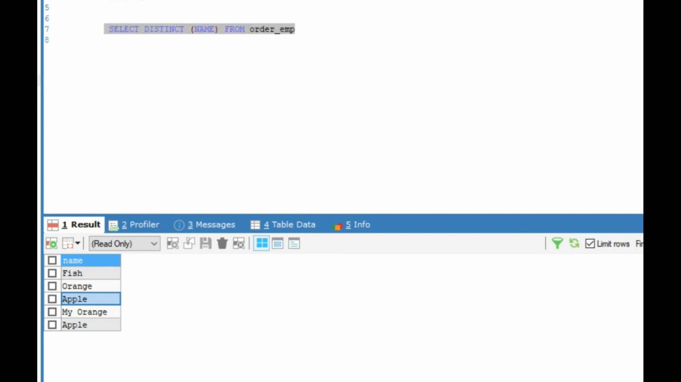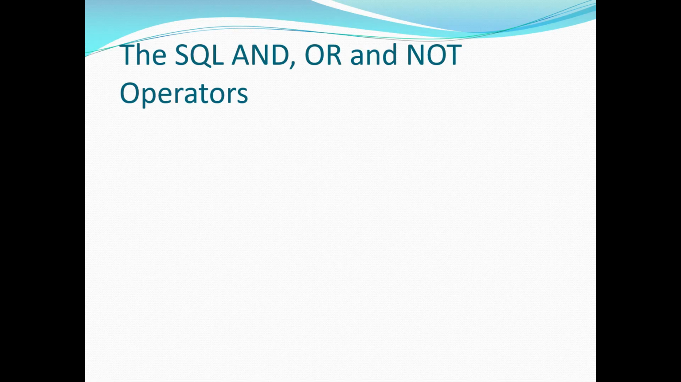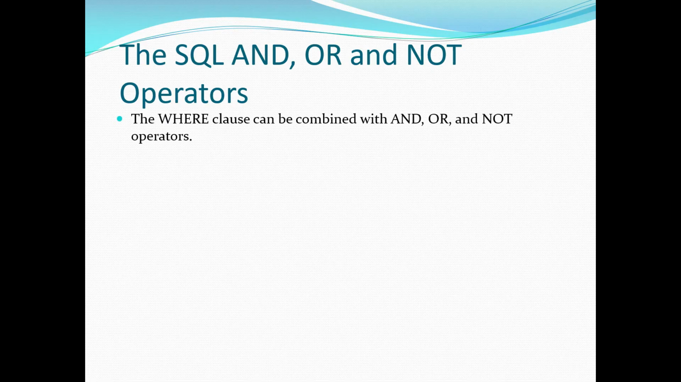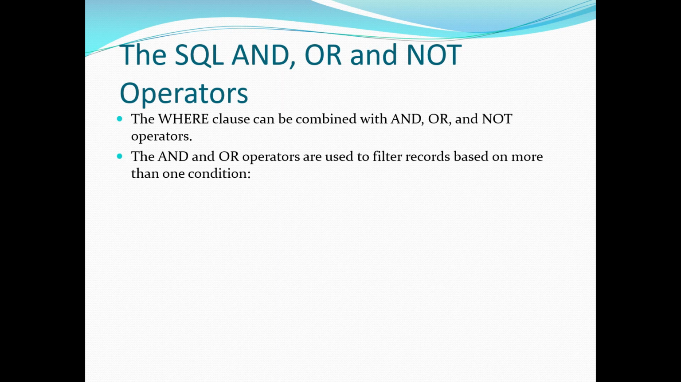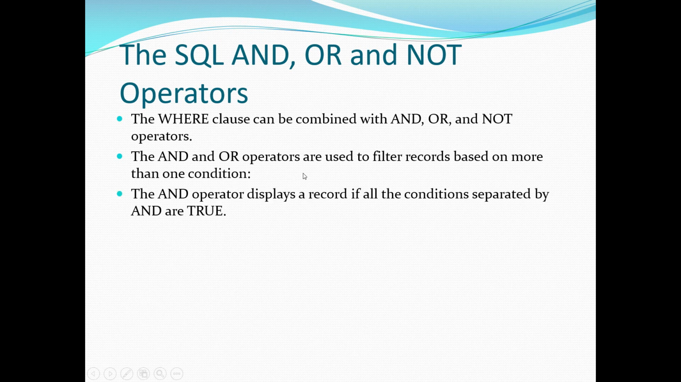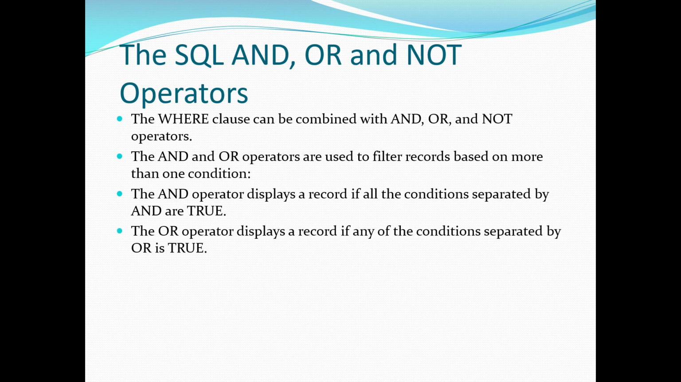The SQL AND, OR, NOT operators. The WHERE clause can be combined with AND, OR, NOT operators. The AND and OR operators are used to filter records based on more than one condition. The AND operator displays a record if all the conditions separated by AND are true. Similarly, the OR operator displays a record if any of the conditions separated by OR is true. The NOT operator displays a record if the condition is not true.